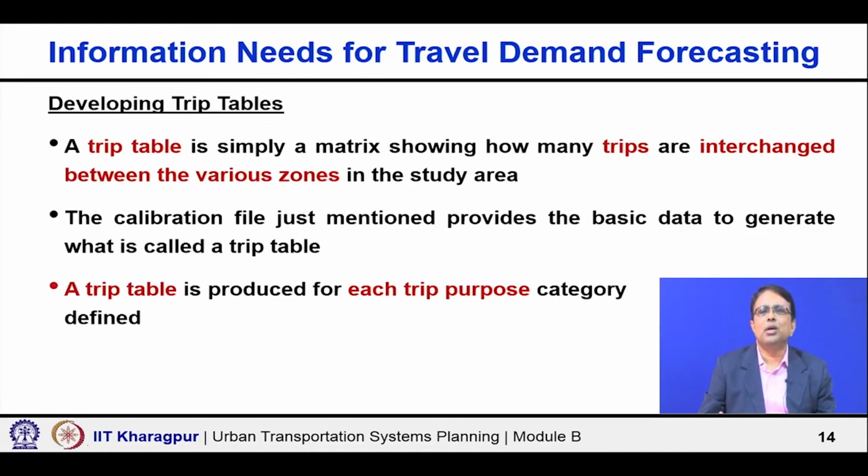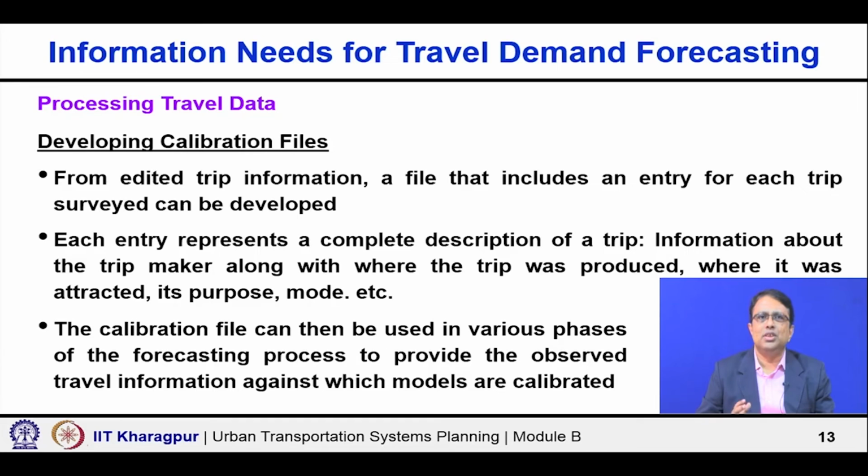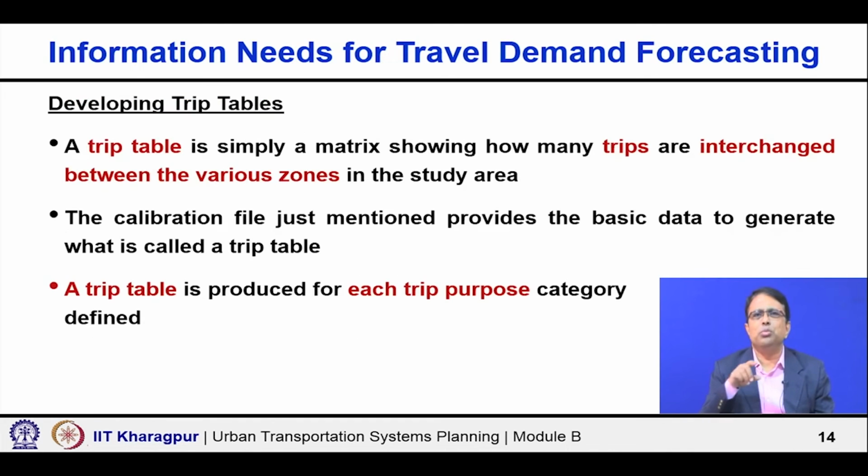Then next part is developing trip table. What is that? A trip table is simply a matrix representation showing how many trips are interchanged between the various zones in the study area. Once you have basically the calibration files, there will be many trips. Now, all trips together, once you try to analyze, you will find A to B, so many trips are happening, right. So, you simply finally make a trip table, simply a matrix showing how many trips are interchanged between the various zones, i to j, how many trips are happening.